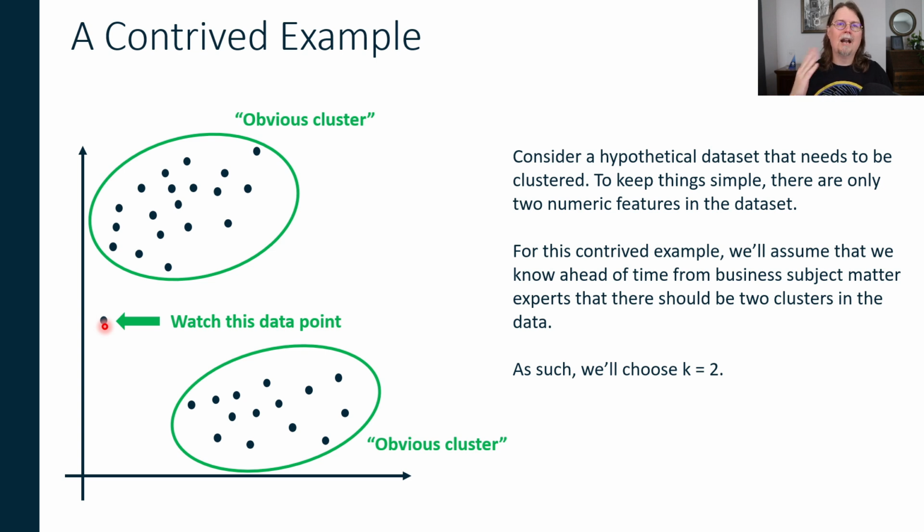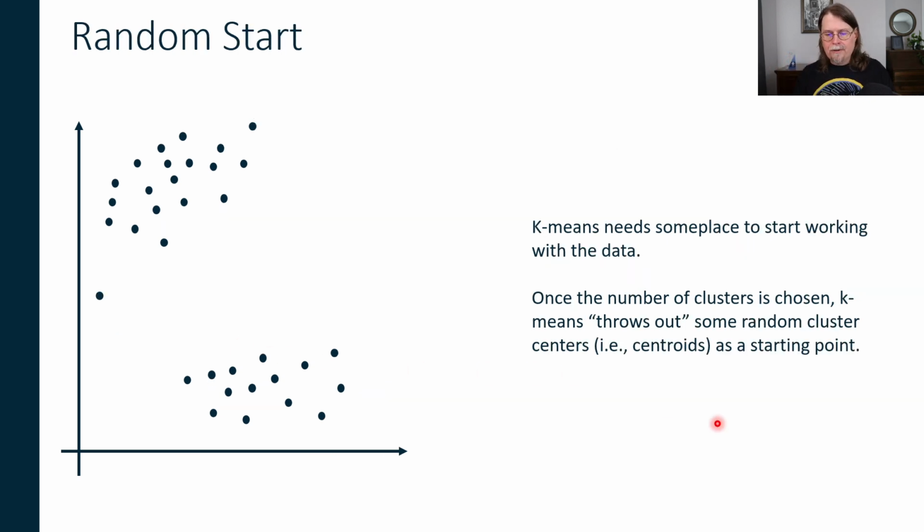The textbook I'll recommend to you will provide you other ways to use the data itself to try and find an optimal value of k. But for this contrived example, we're going to assume we've been told that we need to find 2 clusters. Here we go. First up, k-means is a prototype-based clustering technique, so it needs some place to start the process. It needs to put those prototypes out into the space somewhere.